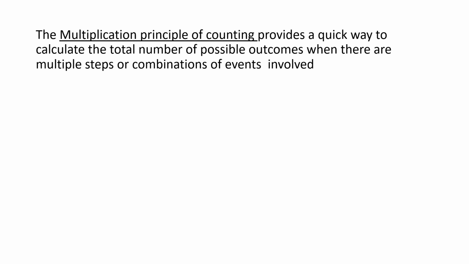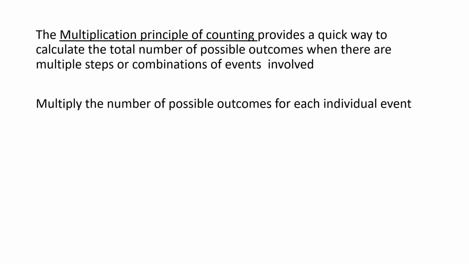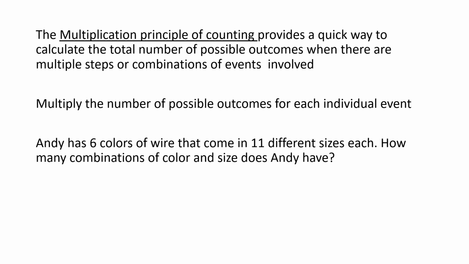Okay, now to figure out the multiplication principle of counting, you simply multiply the possible outcomes for each individual event. Now that doesn't really make a lot of sense on its own, so let's look at a problem and then we'll see what that means, okay? So here's an example. Andy has 6 colors of wire that come in 11 different sizes each. How many combinations of color and size does Andy have?